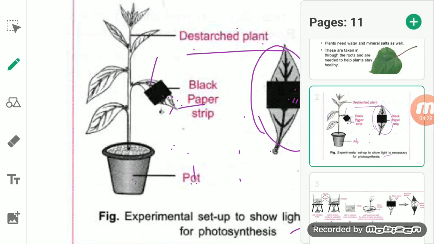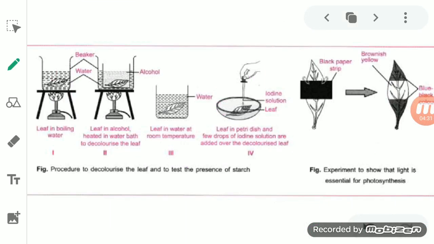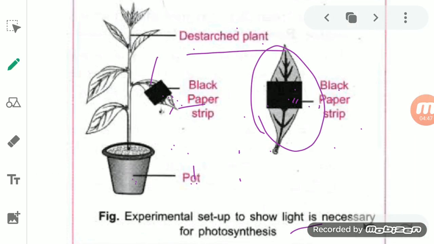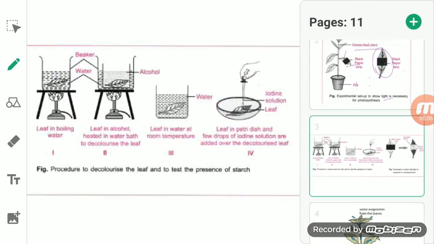Now we will come to the third step. After that, you take this potted plant and keep it in bright sunlight for 3 to 4 days. Now see here, we had kept that potted plant at a dark place for 2 to 3 days. Then we will wrap it with the aluminium foil. Now we will take this potted plant outside and we will keep it in the bright sunlight for 3 to 4 days again. Okay, why are we keeping it outside?